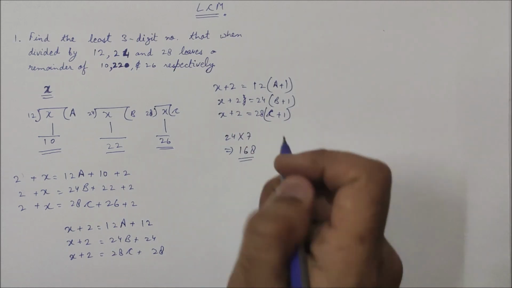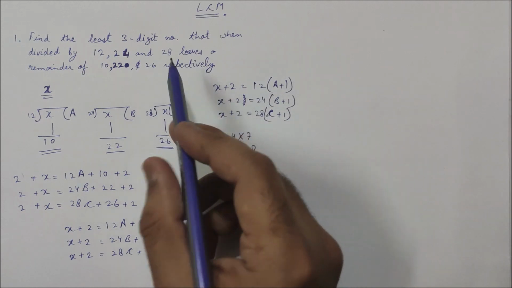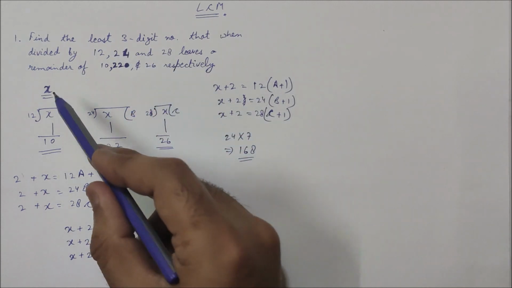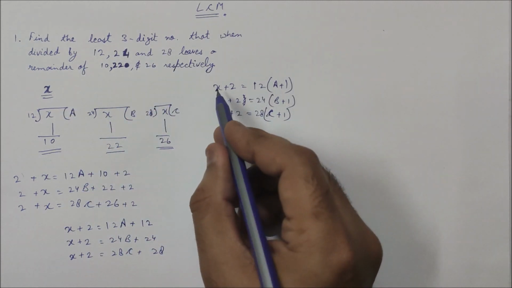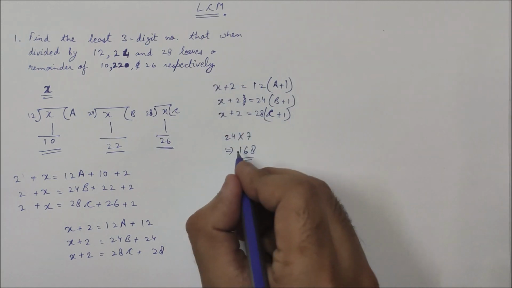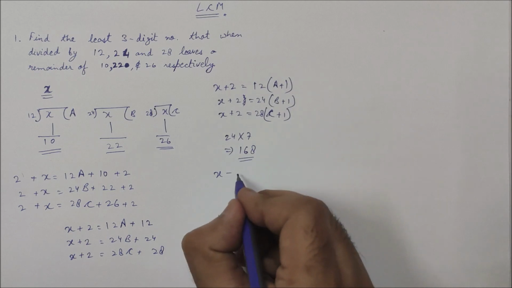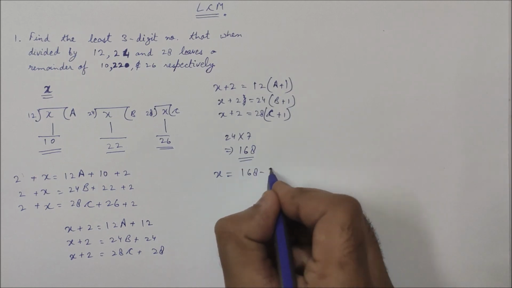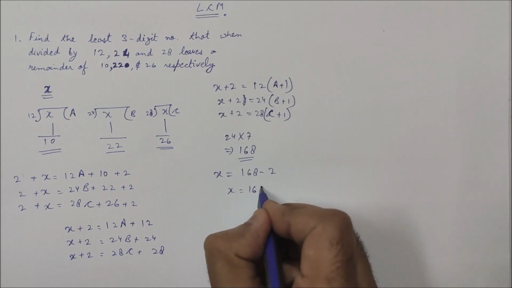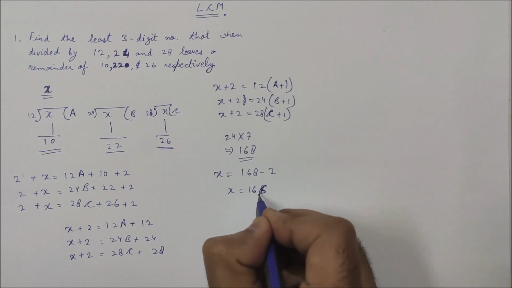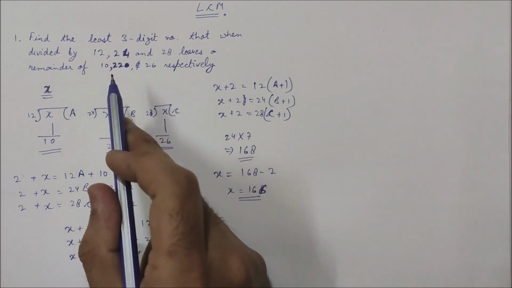However, this LCM is of x plus 2, but I have assumed that the three-digit number is x, so I need to check what x is. So I have to deduct 2 from this. So x would be 168 minus 2. X is to be 166. I'm sorry, 166. So that is my answer.